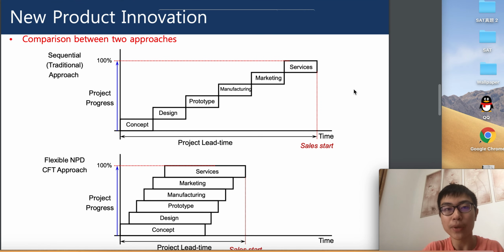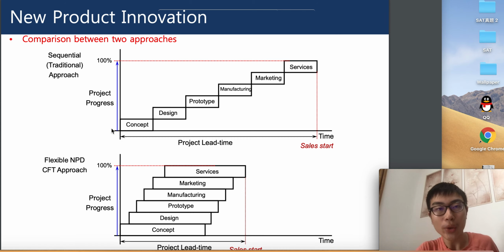So now let's compare our two approaches. First of all, the graph you see now is a sequential approach. This is a traditional approach which was implemented in companies a long time ago, and you can see that each stage is actually separated from the others.